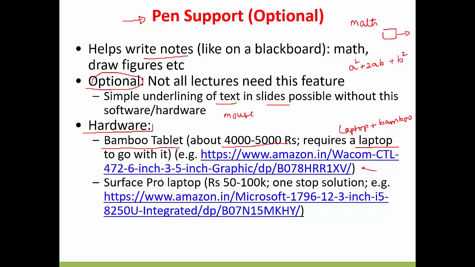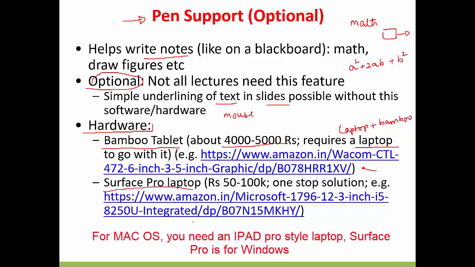The other alternative is to buy something called a Surface Pro laptop. This also you can see here. This is a laptop that comes with the pen where you can write on the screen of the laptop. These are pretty expensive. They can range anywhere from 50 to 100,000 depending upon the configuration. But this is a one-stop solution, then you don't have to invest in anything else.